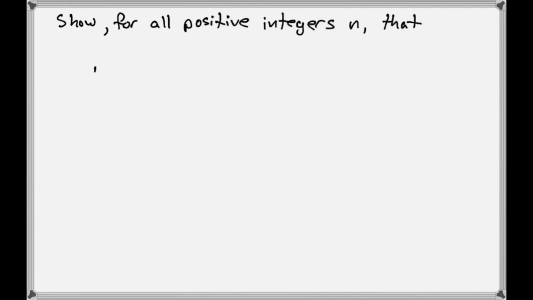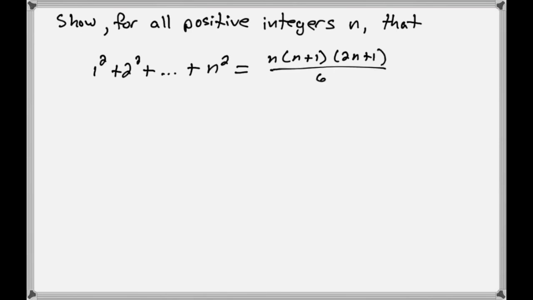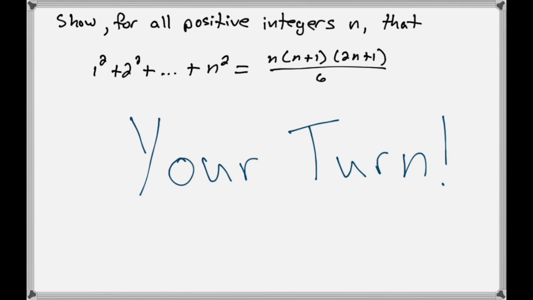We want to show for all positive integers n that 1 squared plus 2 squared and so forth all the way up through n squared is equal to n times n plus 1 times 2n plus 1 all over 6. Okay? Now, to begin with, it's your turn. This is where I want you to pause the video and see if you can use induction to prove this statement. All right? And give it a go.